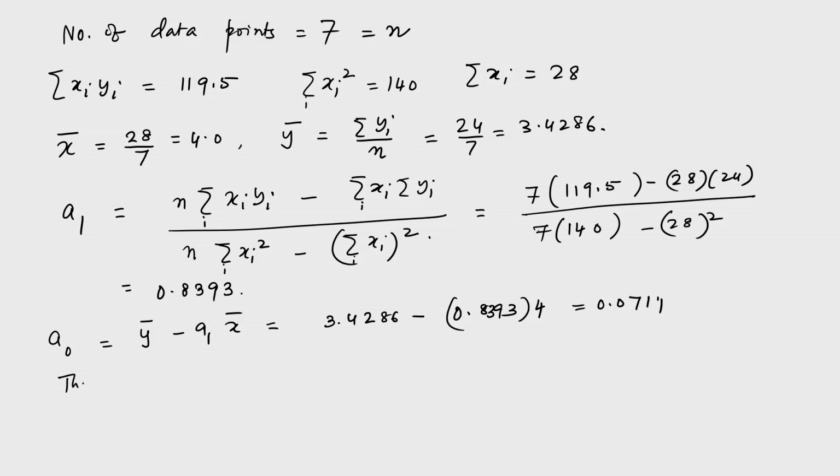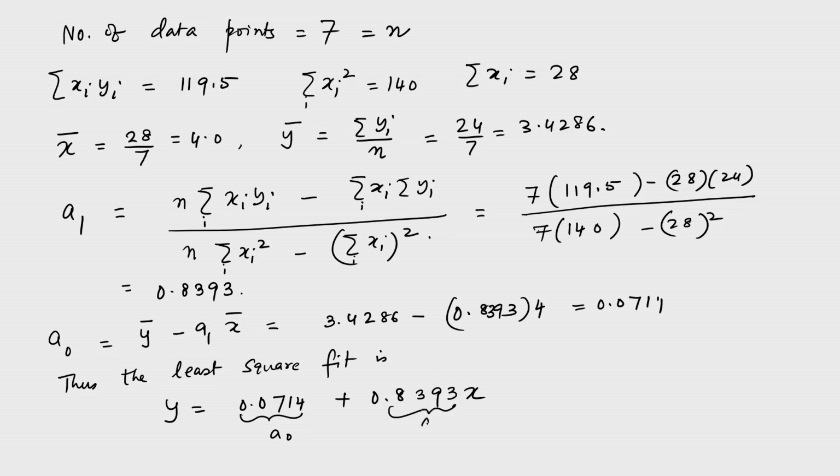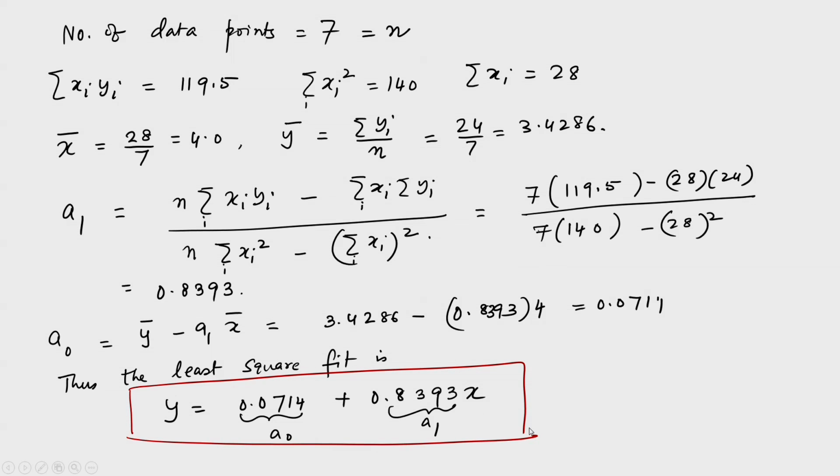So, thus the least square fit is y equal to 0.0714 plus 0.8393 x, sorry. Okay. So, this is equal to your A0 and this is equal to your slope A1, and this is the best fit line for that particular table of data that we have seen.